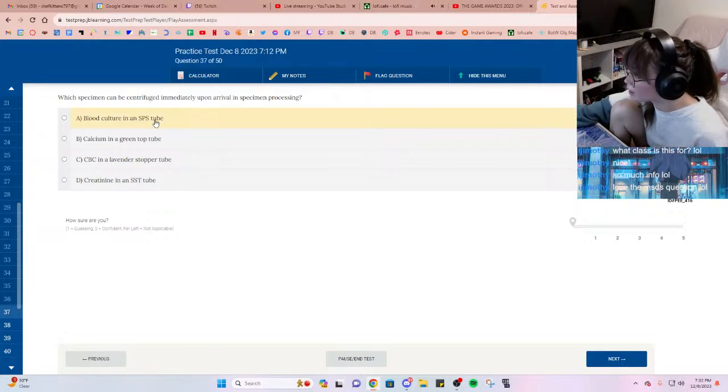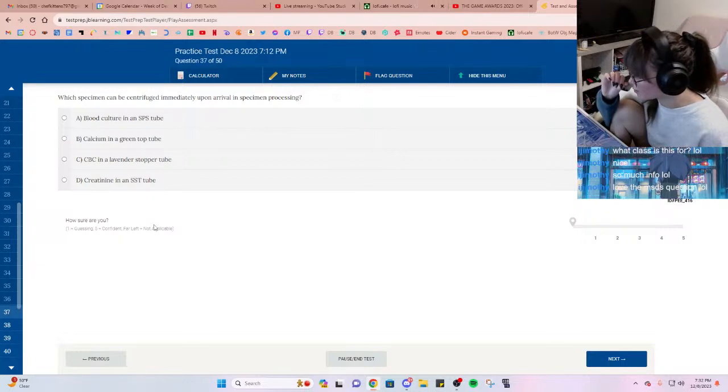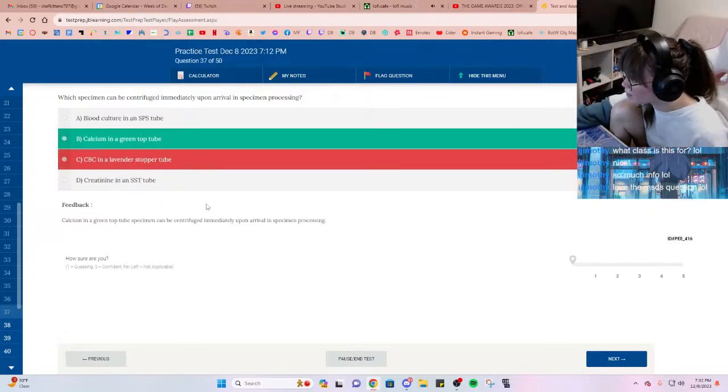Which specimen can be centrifuged immediately upon arrival in specimen processing? Blood culture in an SPS tube, calcium in a green top tube, CBC in a lavender stopper tube, or creatinine in an SST tube. I think it's CBC because the other ones need to clot first. Calcium in a green top tube. Calcium in a green top tube can be centrifuged immediately upon arrival. Okay, it's not CBC, it's calcium in a green top tube. Green top tubes can be centrifuged immediately.